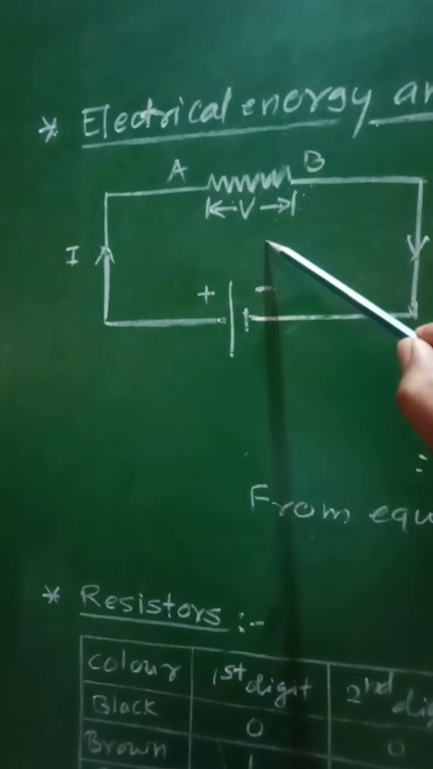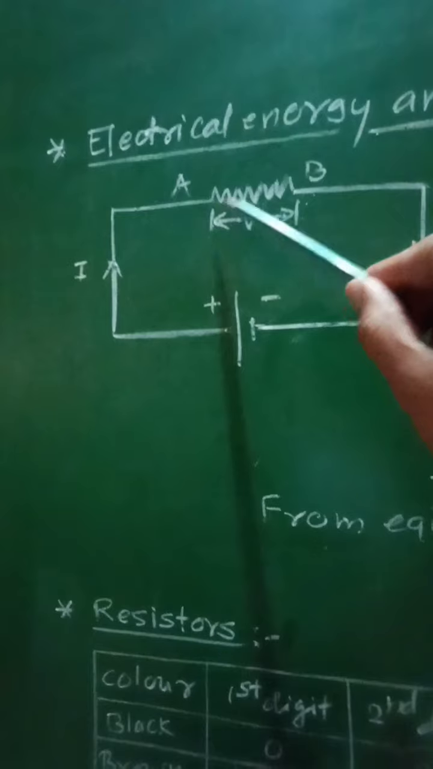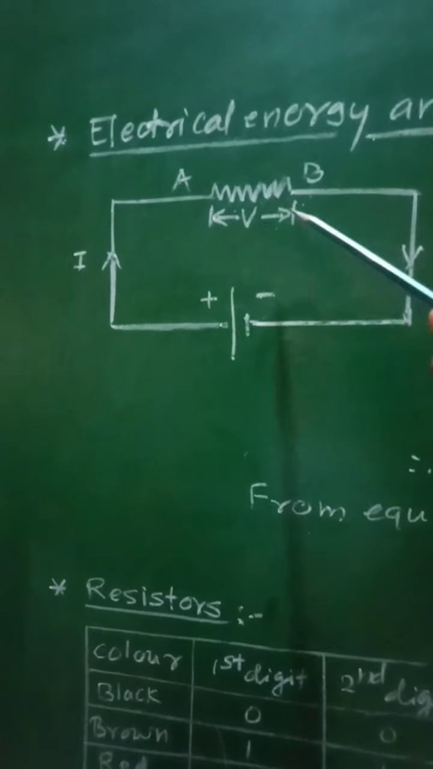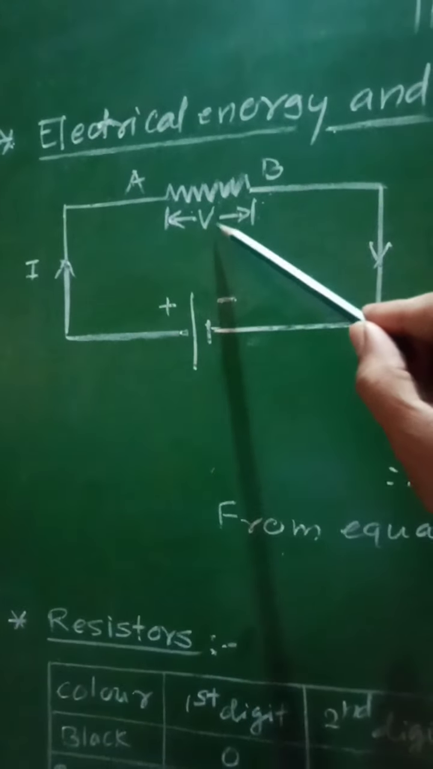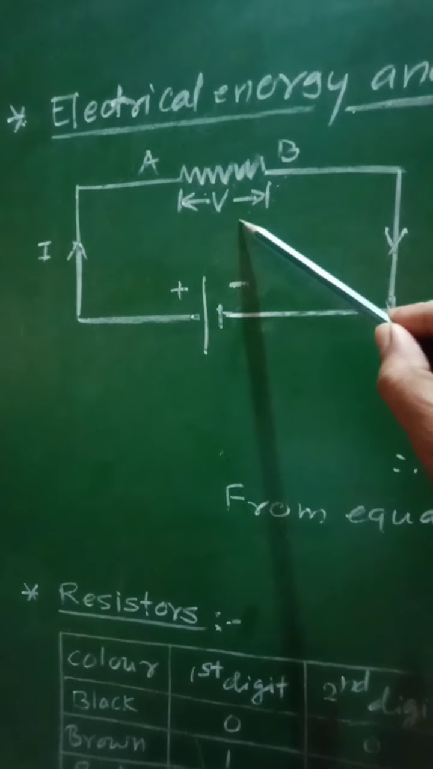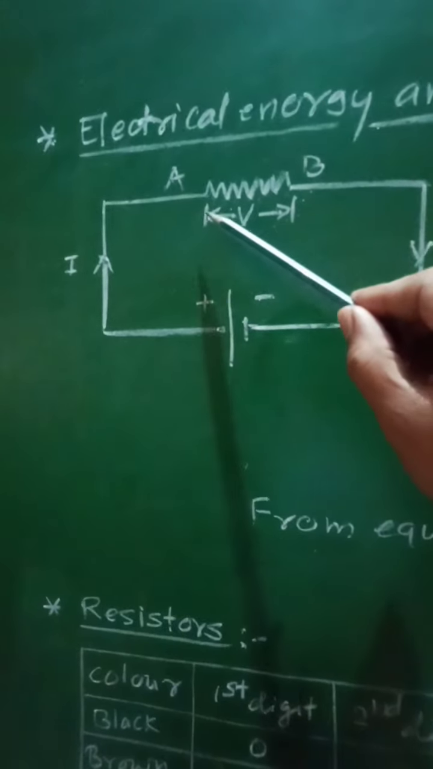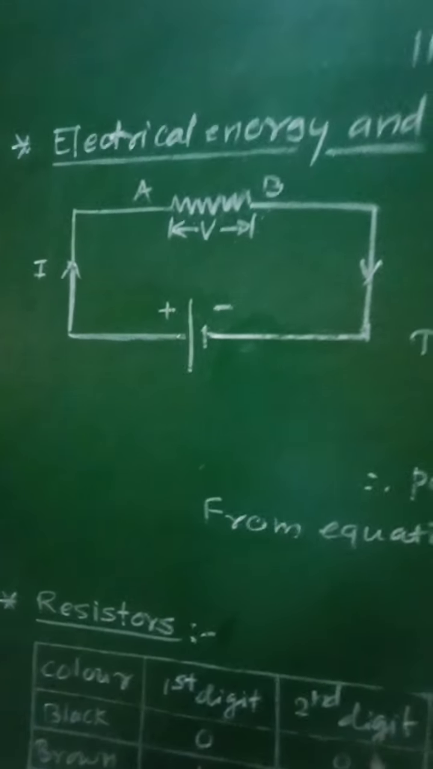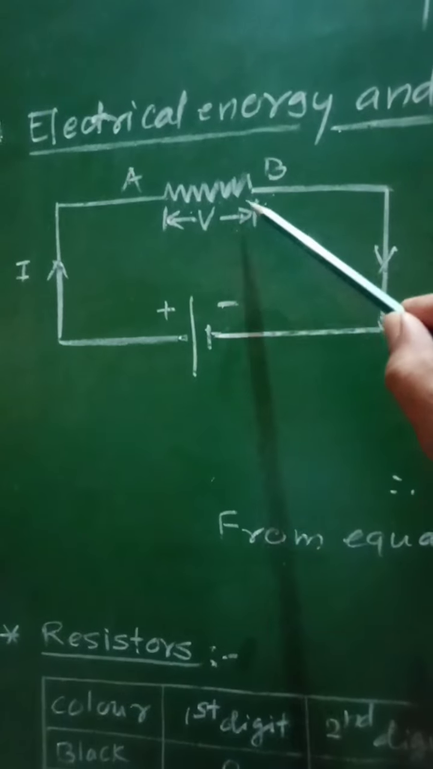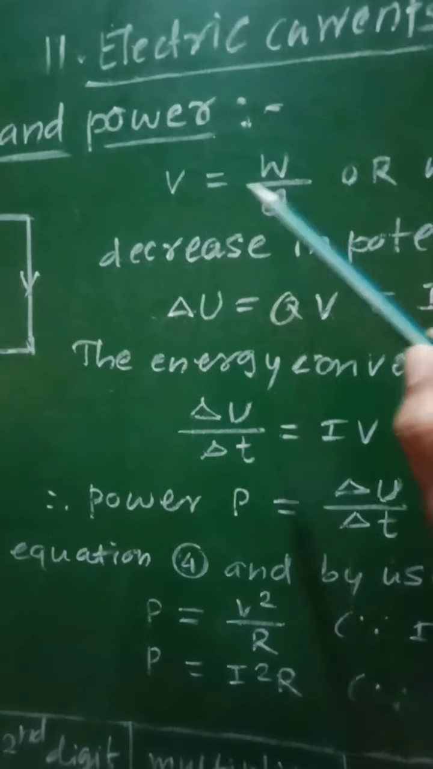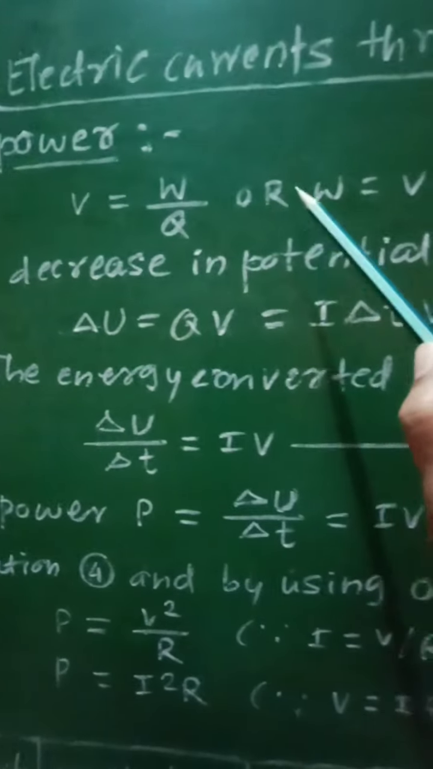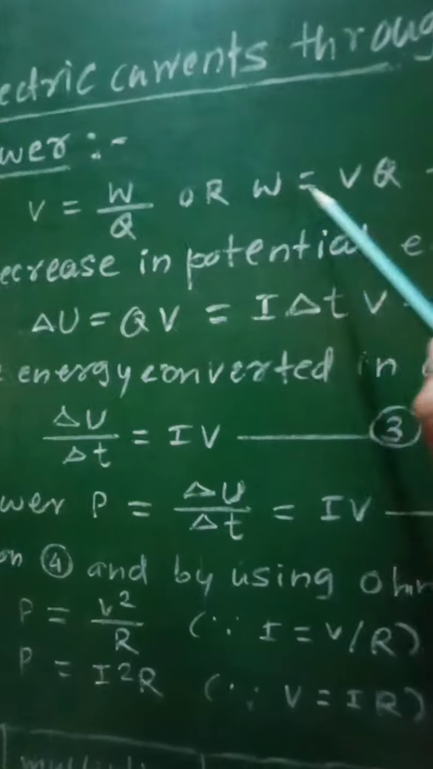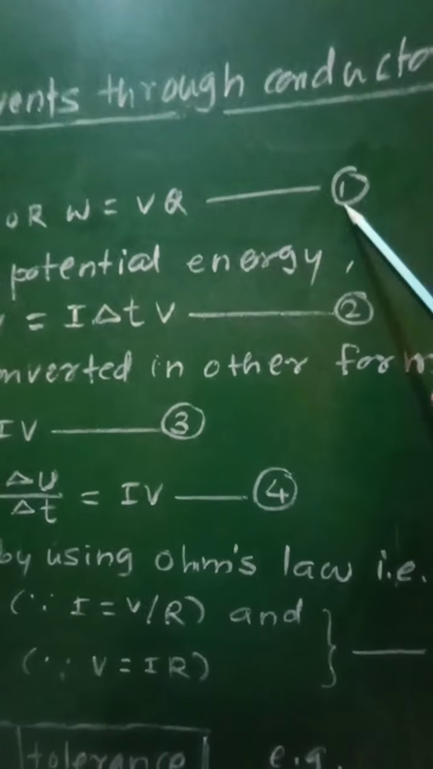Then the potential difference between the two ends of that resistor, A and B, is equal to the amount of work done W to carry a unit positive charge from terminal A to terminal B. So this potential is nothing but the work done per unit charge, and therefore we can write phi is equal to W by Q, that is, potential phi will be equal to work done W upon charge Q, or W is equal to phi into Q. W is equal to phi Q, equation number 1.